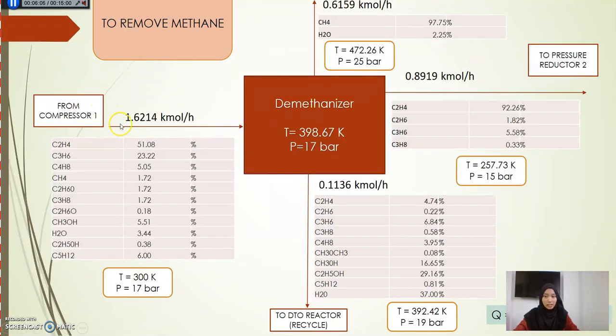From the compressor, it then enters the demethanizer. For the demethanizer, the input from the compressor has the same temperature, 200 Kelvin, and pressure is 70 bar. The demethanizer has 3 streams. First stream 0.1615 kmol per hour, second 0.89119 kmol per hour, and third stream 0.1136 kmol per hour. The pressure is different and the temperature is different. Then from the demethanizer, it enters pressure reductor 2.